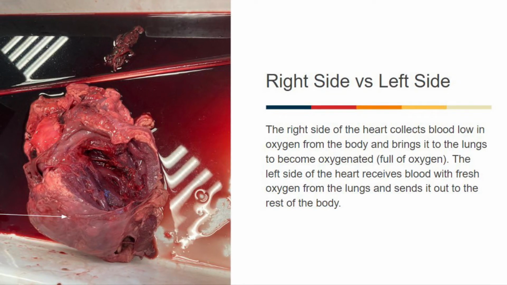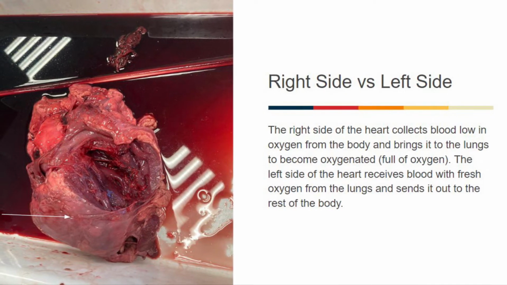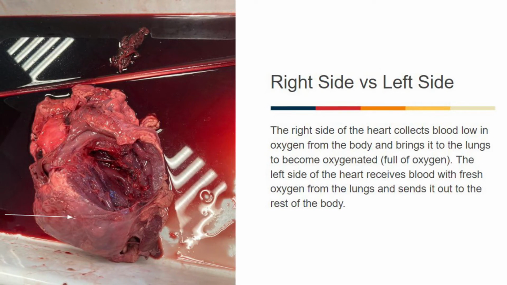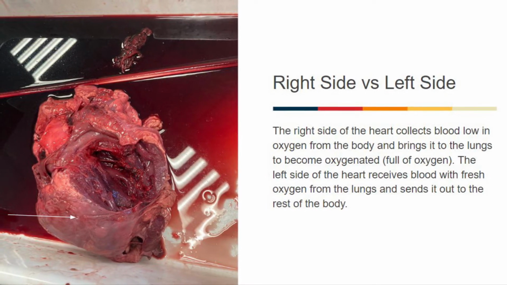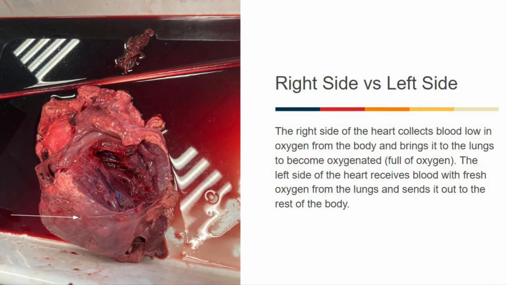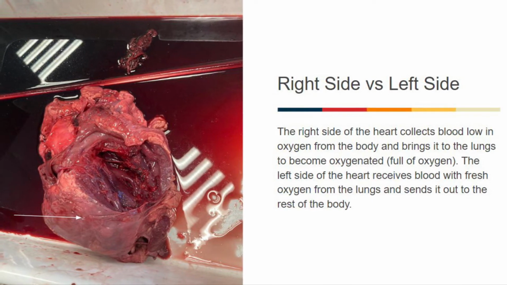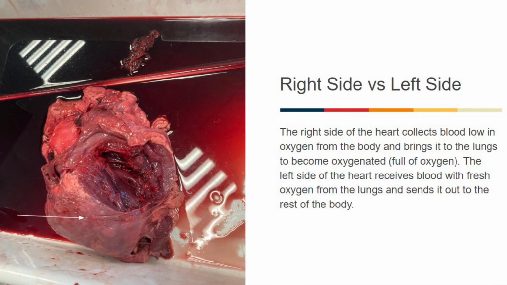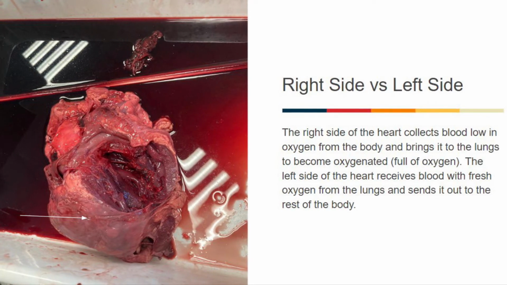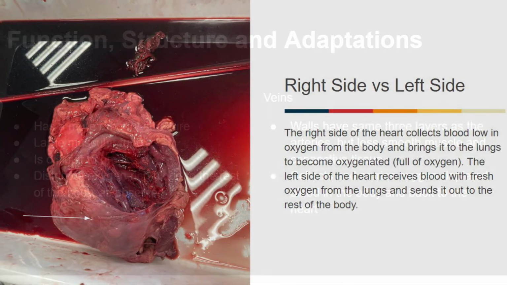The left side is always thicker than the right side because it has to pump the blood to the rest of the body. Since it does more work, it undergoes a process called hypertrophy, which causes micro damage in the muscle, causing the muscle to rebuild and get bigger.